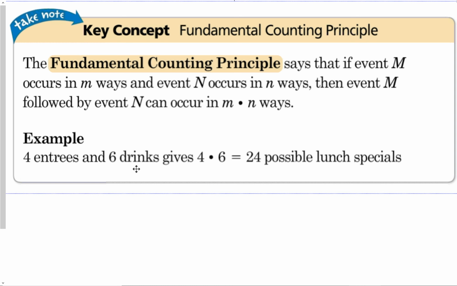Here's an example. We have 4 entrees and 6 drinks. How many different possible lunch combinations can you have? There are 4 choices for entrees, so 4 different ways to have those meals. Then there are 6 different drinks, so 6 different choices. 4 times 6 is 24, so there are 24 possible lunch specials. That's how the fundamental counting principle comes about: you just multiply the number of ways you can do each thing.